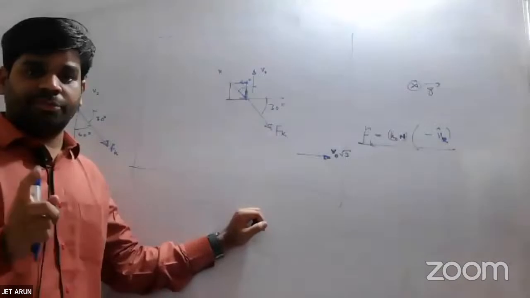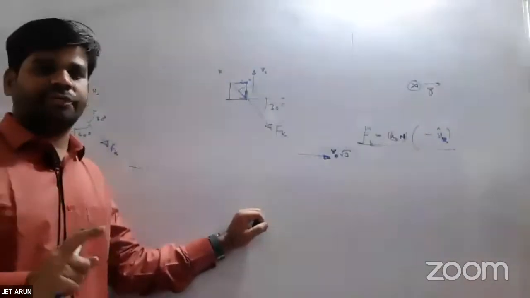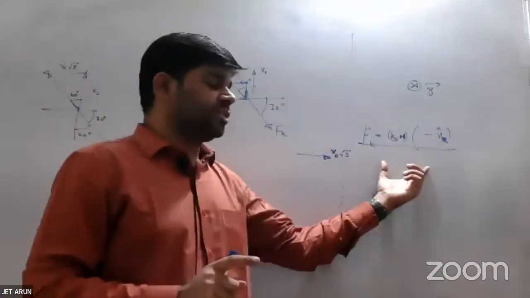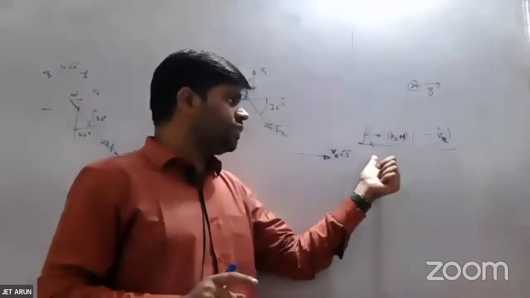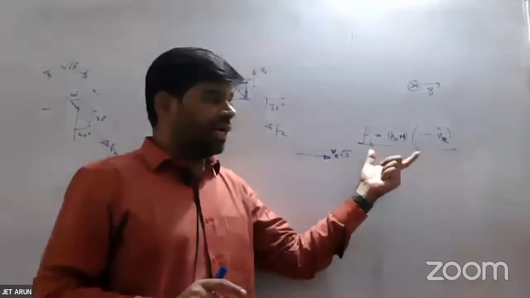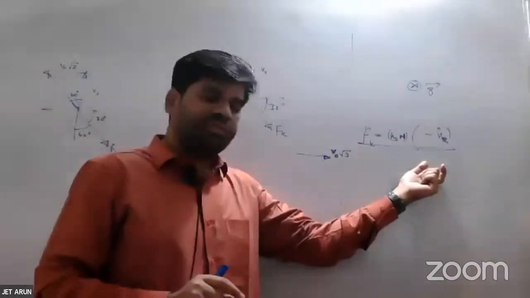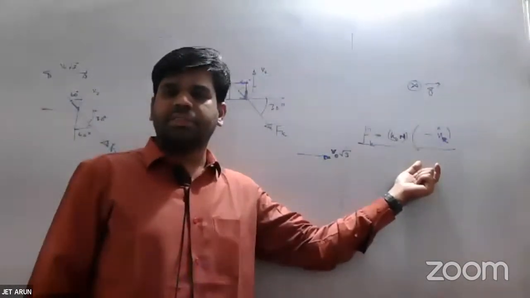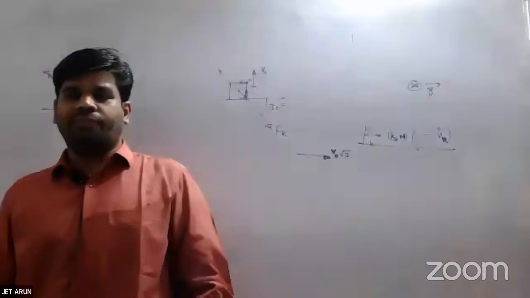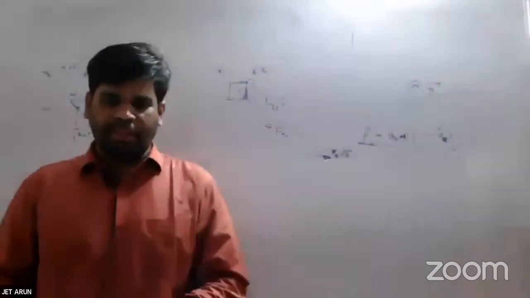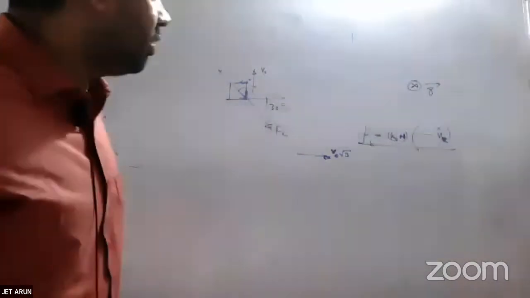Kinetic friction. Alright, I'm not talking about static friction. We are talking about kinetic friction, which is given by this equation. This equation is only for kinetic friction, not for static friction. Kinetic friction is equal to mu N times minus Vr cap, where Vr bar is the relative velocity of the particle with respect to the surface.